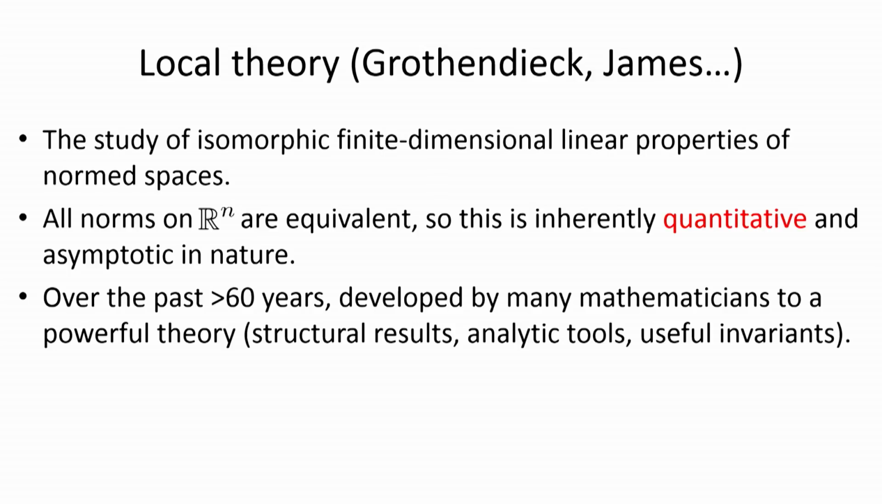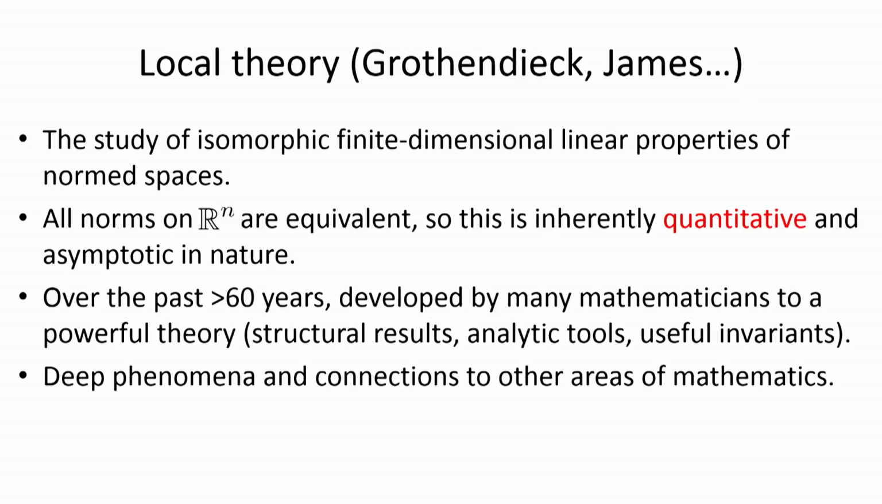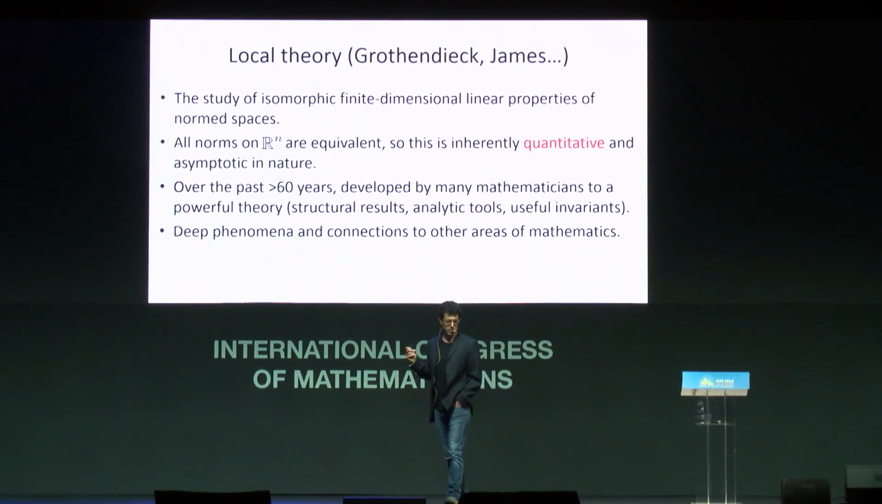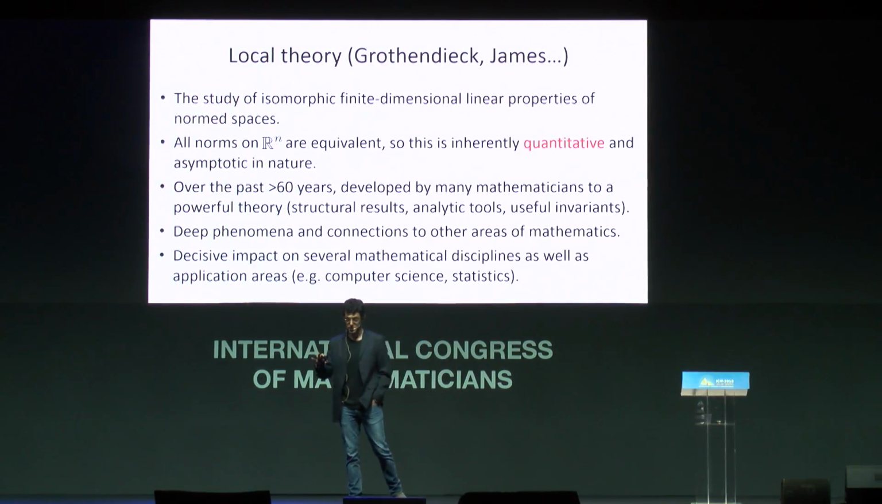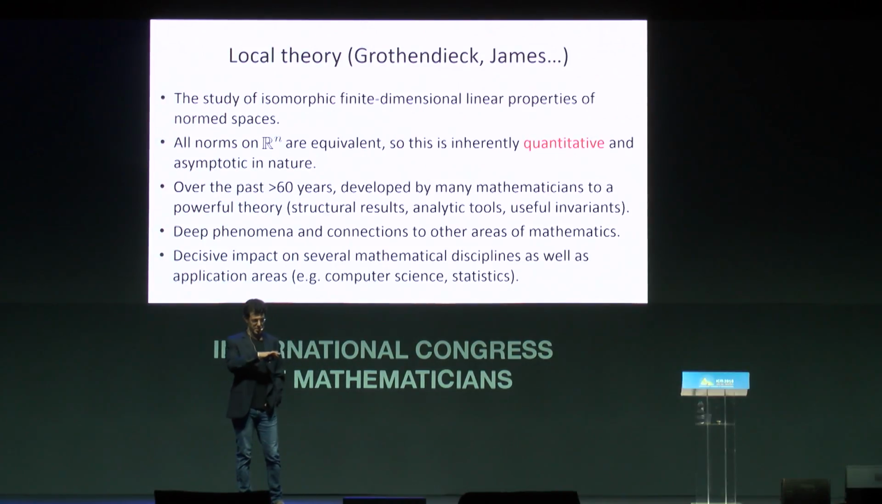So there's already 60 years of truly amazing work by many great mathematicians, and this developed into a very, very rich theory. There are structural results, there is a whole range of analytic machinery for vector-valued Fourier analysis, etc., that has been developed to understand this. Invariants were introduced. And this has deep connections to many areas of mathematics in both directions. It uses tools from other areas of mathematics and also has impact on other areas of mathematics. In particular, it had decisive impact on several areas of mathematics. And we actually heard, behind the scenes in many of the talks that we already heard in the ICM, were results in the local theory of Banach spaces.